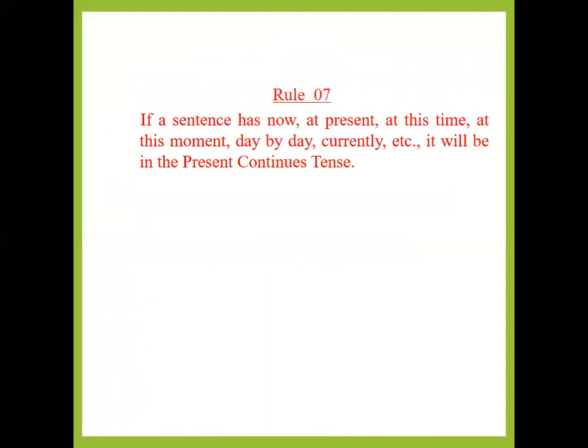Rule 7. If a sentence has now, at present, at this time, at this moment, day by day, currently, etc., it will be in the present continuous tense. For example, her mother ___ to prepare breakfast at this moment. Look at the phrase used at the end of this sentence, at this moment. It tells that the action is still going on. That's why the verb will be in the present continuous tense. The correct answer is "preparing".